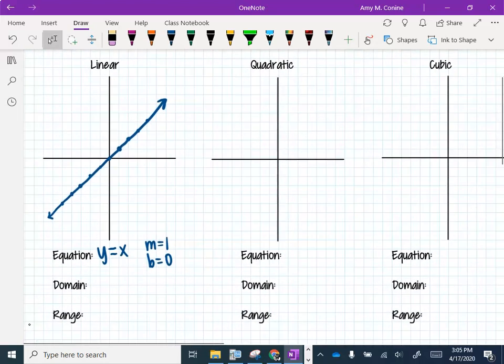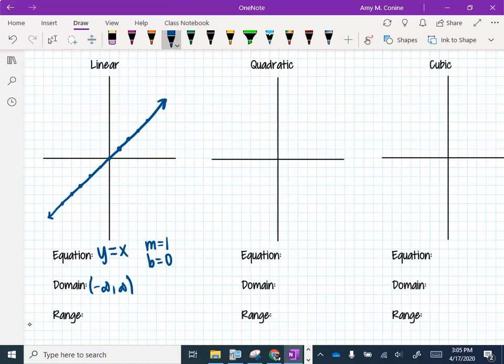So for linear, the domain, if you recall from our unit, was all real numbers, negative infinity to positive infinity. And the range is also the same thing, negative infinity to positive infinity. All right. So that's linear.